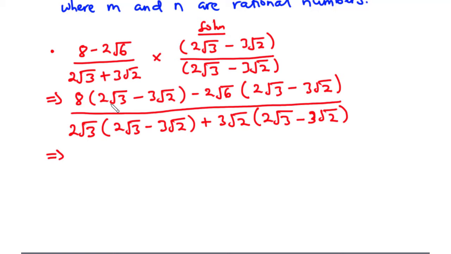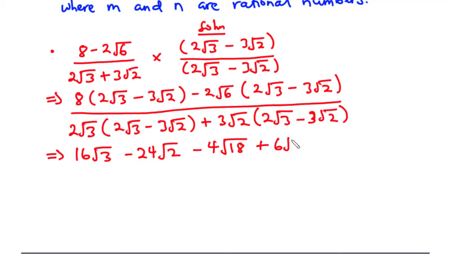Now we have 8 times 2 root 3, that is 16 root 3. We have 8 times 3, which is 24, so we have 24 root 2. Now we have 2 times 2, which is 4, and then we have root 6 times root 3, which is root 18. And then negative times negative is positive. We have 2 times 3 is 6, and then root 6 times root 2 is root 12.